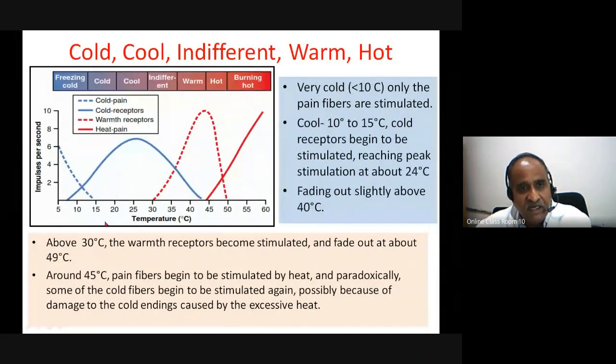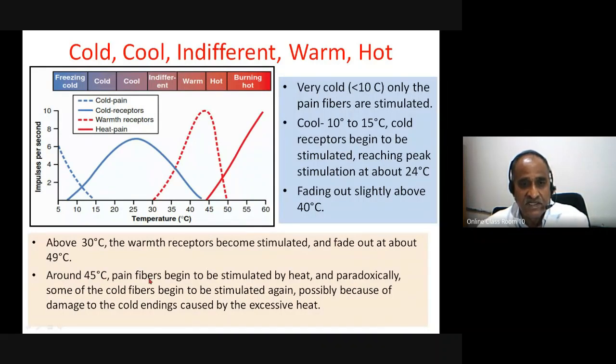Now coming back here with the warm receptors: above 30 degrees, the warm receptors begin to be stimulated. Here, these are warm receptors. Above 30 degrees they start to be stimulated, and fade out about 49 degrees, say somewhere around 50 degrees. The peak is somewhere around 42 degrees Celsius.